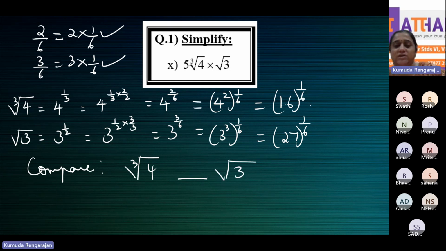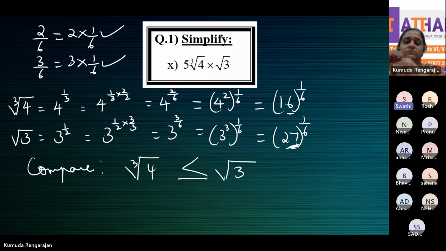Okay, now which is bigger, children? Now the powers are the same, so you can compare the bases, 16 and 27. So which is bigger? 27 to the power 1 by 6. That means square root of 3 is bigger. Yes or no, children? Understand? Yes, ma'am.